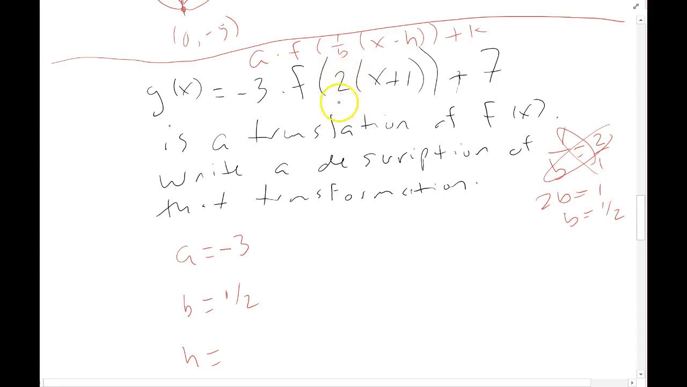If you don't like doing that, you can just remember the rule that the b value is the reciprocal of this number. So you can think about it that way too. The reciprocal of 2 over 1 is 1/2. Either way of thinking about it is fine.